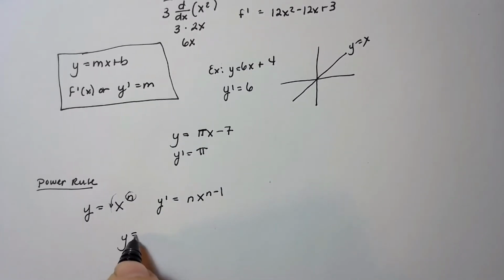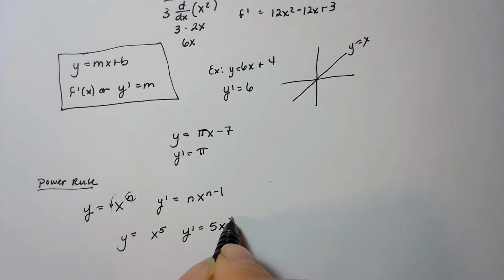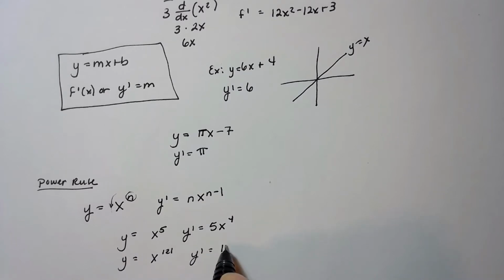So if y is equal to x to the 5th, then y prime is equal to 5x to the 5 minus 1, which is 4. If y equals x to the 121st, then y prime is going to be equal to 121x to the 120.